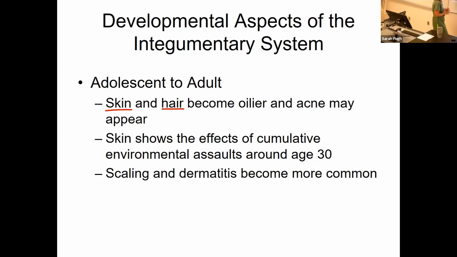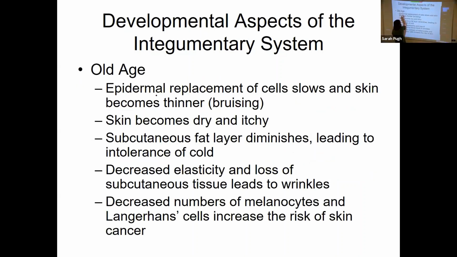So into old age, a lot of times epidermal replacement of your cells slows way down. So your skin actually starts to get thinner as you age. Have you ever noticed, if you have a grandparent, how you might see bruises all over them? And you'll be like, Nana, what happened to your arm? And she'll say, I don't know, because she really doesn't. She could have just bumped into something and you'll see a bruise because her skin is so thin. Epidermal replacement slows way down. The skin gets much more dry, so it's itchy. I know my mom's always putting on cream.